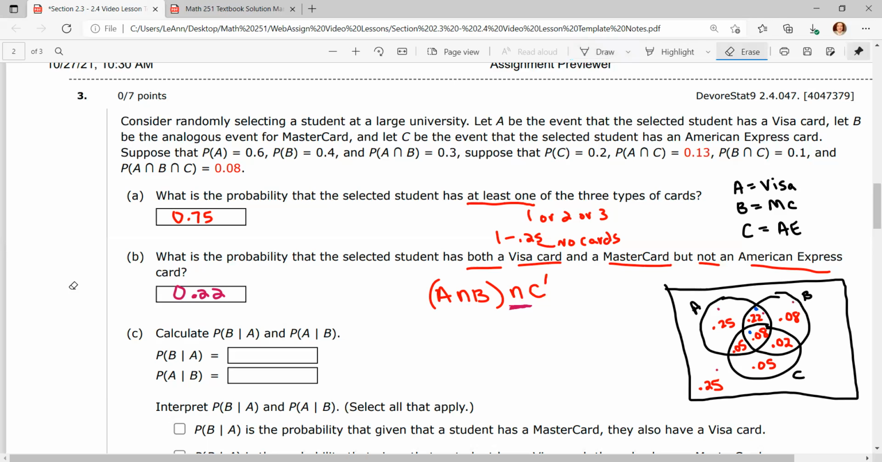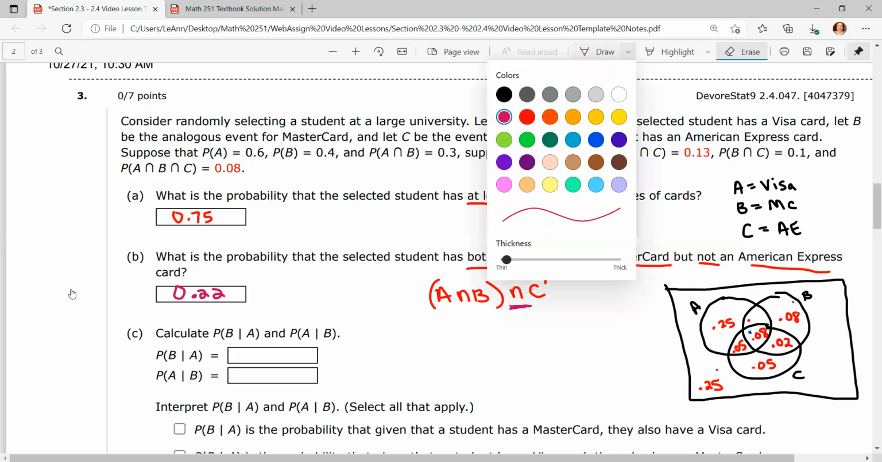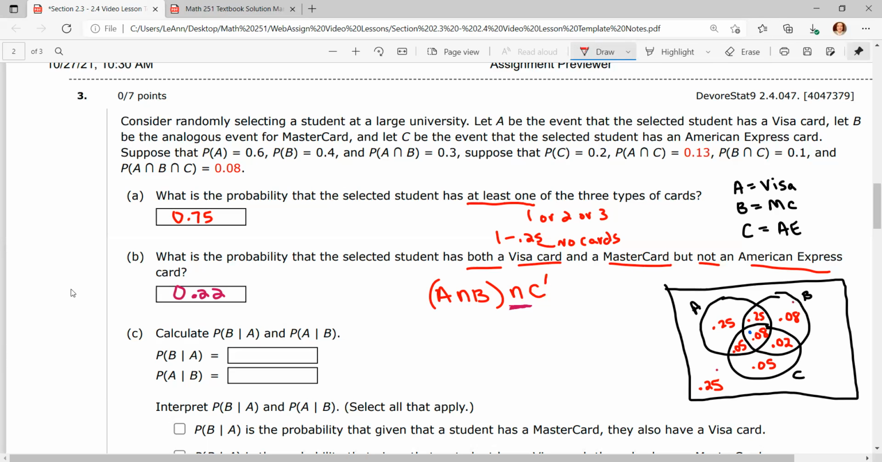And I am going to erase some of those little dots because that makes it busy. That was not 25. That was 22. And I'll fix those as well. Okay, so this was 0.05 and 0.08. Okay. Now we want to calculate some conditional probabilities.